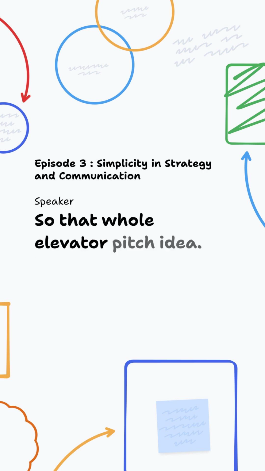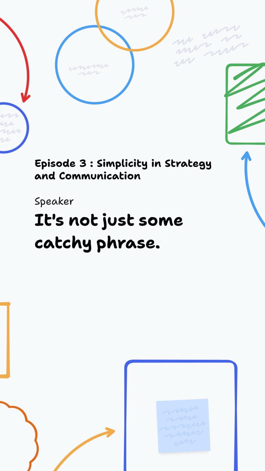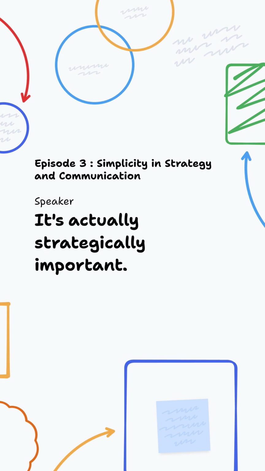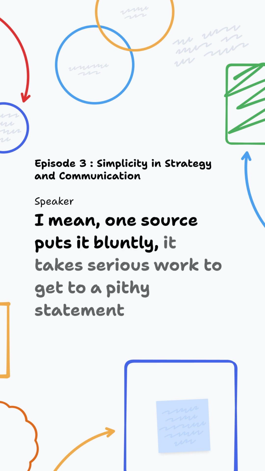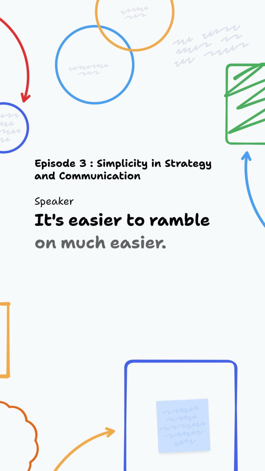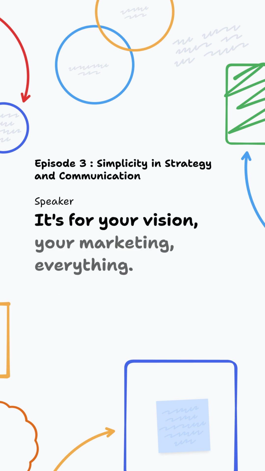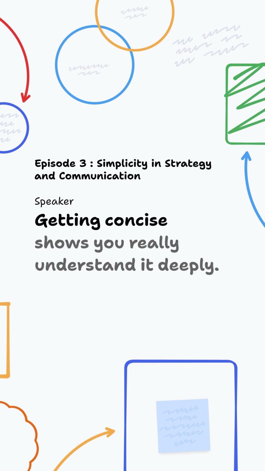So that whole elevator pitch idea, being able to describe your business in just one sentence, it's not just some catchy phrase, it's actually strategically important. It really is. I mean, one source puts it bluntly, it takes serious work to get to a pithy statement that's both understandable and compelling. It's easier to ramble on. Much easier. It's much easier to write or think long than to write or think short. And this isn't just for pitches, it's for your vision, your marketing, everything. Getting concise shows you really understand it deeply.